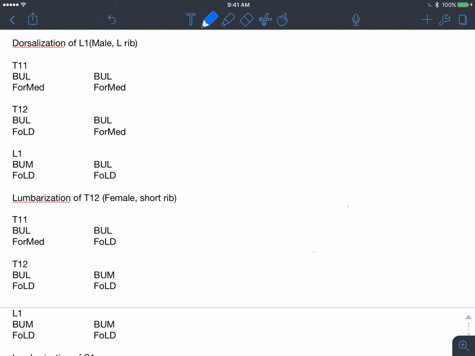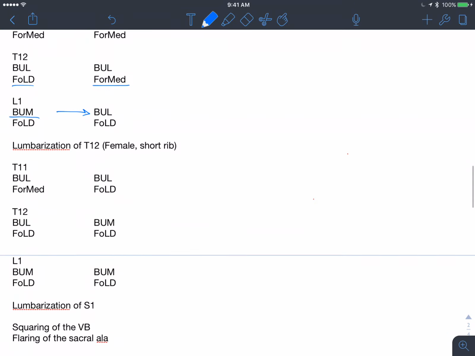Dorsalization of L1, sort of along the same lines. L1 is becoming more like a thoracic. So instead of having this backwards, medial on top, it's going to transition to backwards, lateral, like a typical thoracic, right? And then in order to articulate with that, T12 is going to need to become forwards, medial. Okay? This is usually seen in males with development of a lumbar rib because the lumbars are becoming more like a thoracic. Thoracics have our ribs.